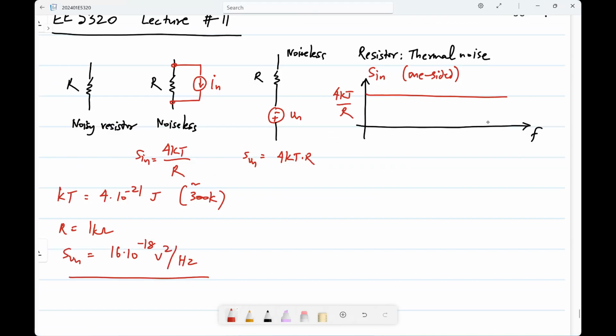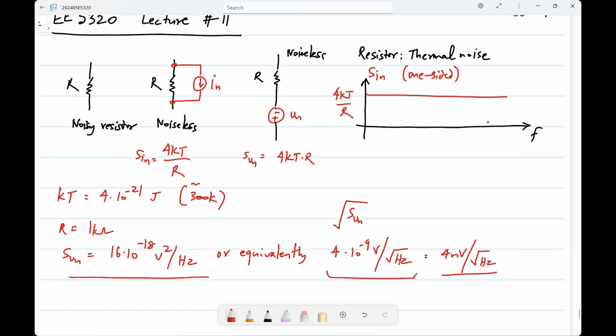Now many times it's common to just specify the square root of this. The reason is to make calculations easier. Normally you don't calculate volt square, you calculate volts, right? You calculate the RMS value, not the mean squared value. This will become 4 times 10 to the minus 9 volts per square root hertz. These mean the same thing. You are just specifying the square root of that quantity, right? That's all. So this is square root of SVn or 4 nanovolt per square root hertz.